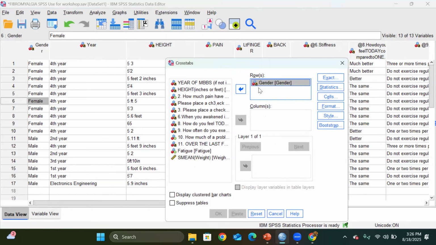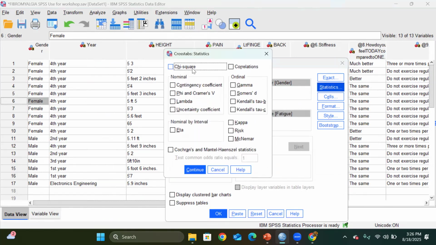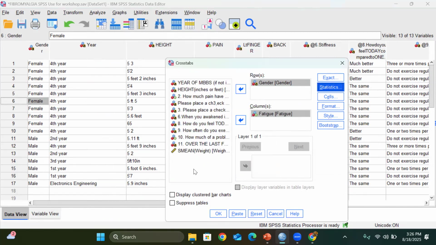Okay, so I put gender here. And next one was the fatigue. Okay, so we have extreme fatigue, low fatigue, moderate fatigue. And then we will press the statistics portion and the chi-square value. Okay. And then I will press the OK.